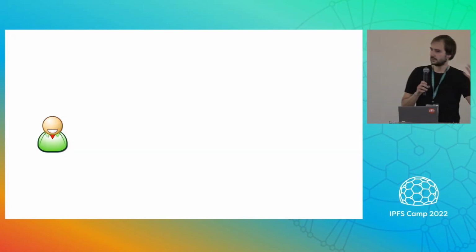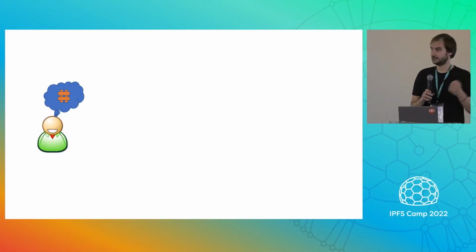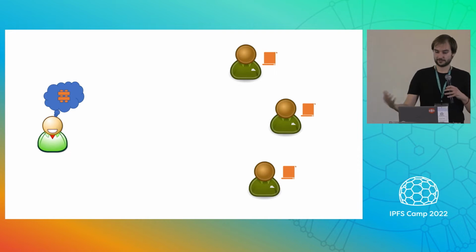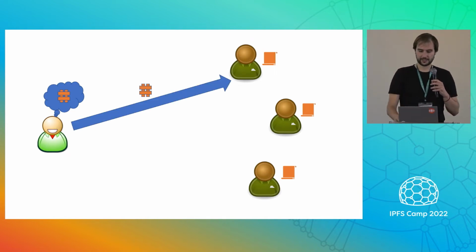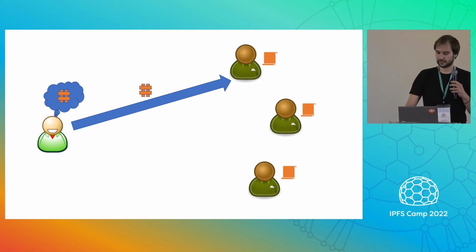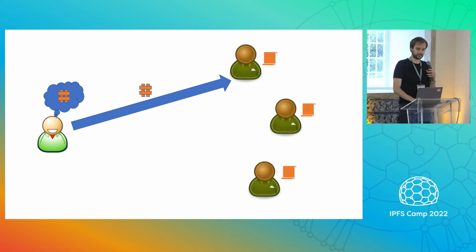So IPFS, the system where you can have the CID. You can request a file, and your request goes somewhere into the network, and you can talk to one of the providers of the file, and hopefully you receive the file.